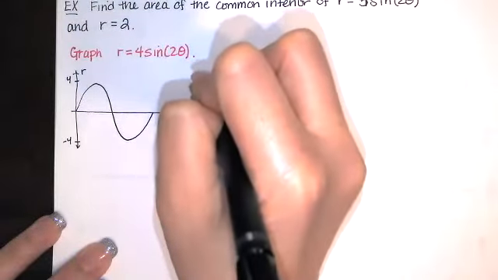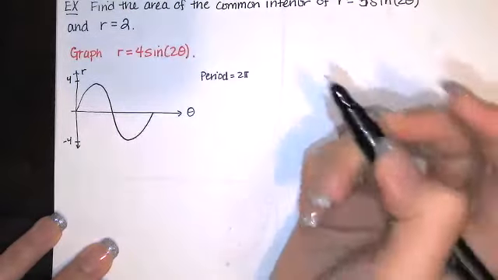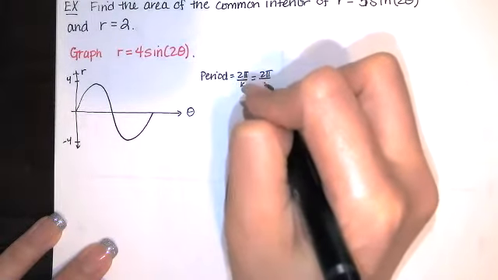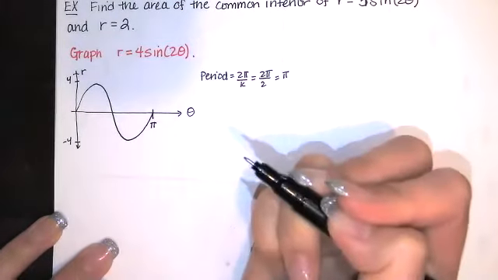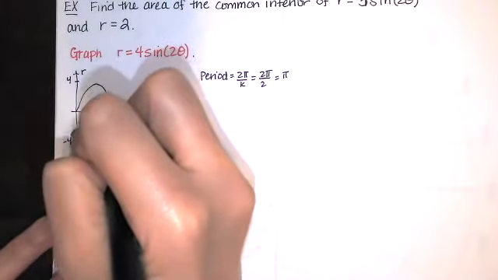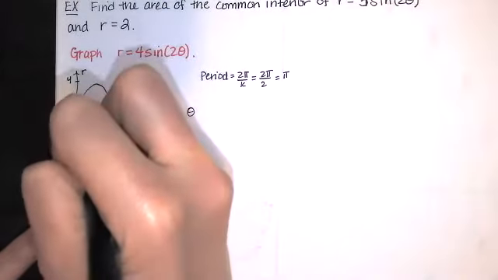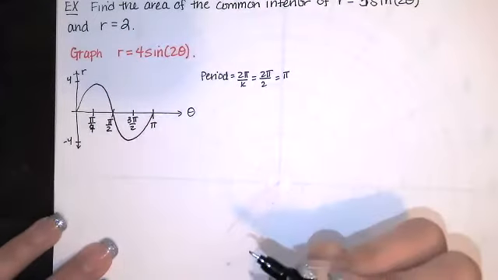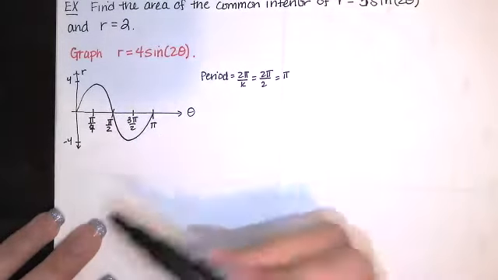And the period for this function is 2 pi divided by the coefficient of theta. So 2 pi over k in general. This time k is 2. So the period is pi. All the interesting things happen at 1/4 of the period. So that's 1/4 of pi, that's half of pi, that's 3/4 of pi. We've got this curve.